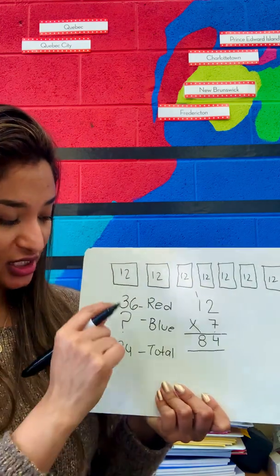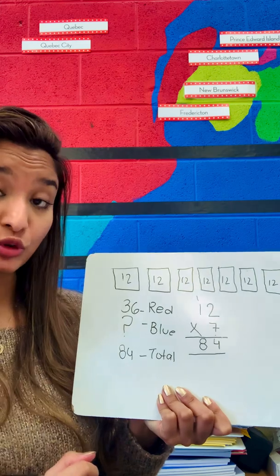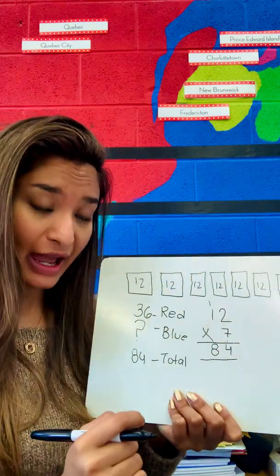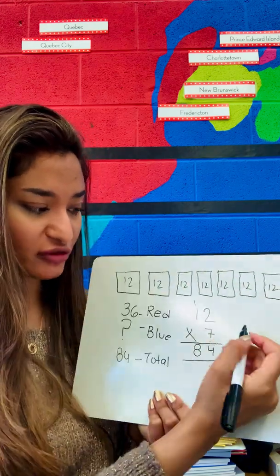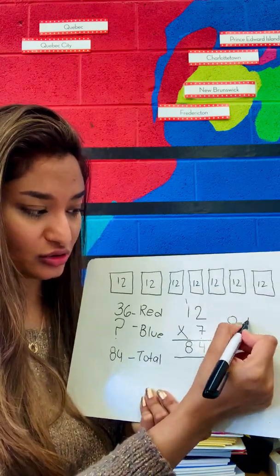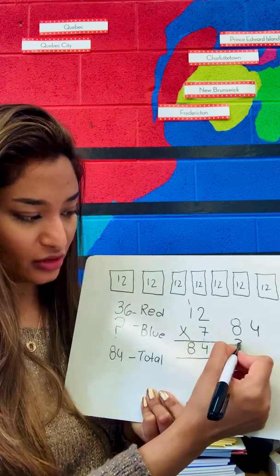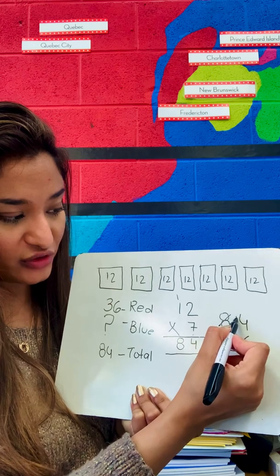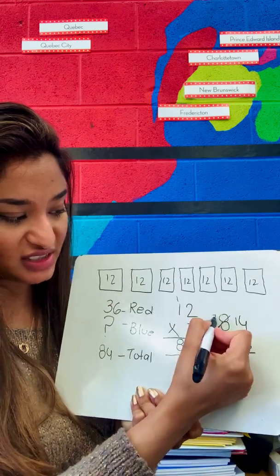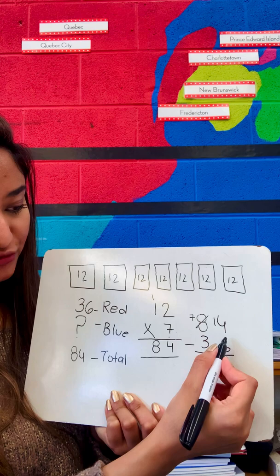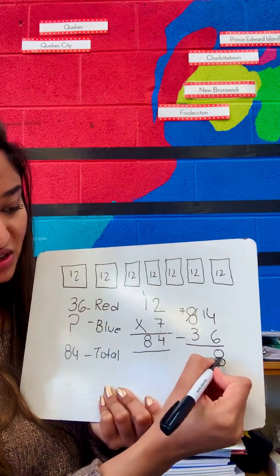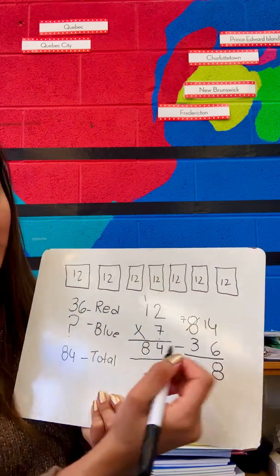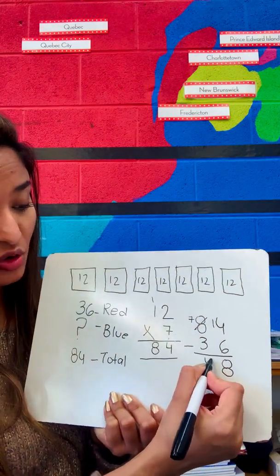Right? We need to find out how many blue pens we have. So what do we do? We take our total and we subtract our red. So here we go. 84 take away 36, right? I cross it over. This becomes a 14. This becomes a 7. So I have 14 take away 6 gives me 8. And 7 take away 3 gives me 4.